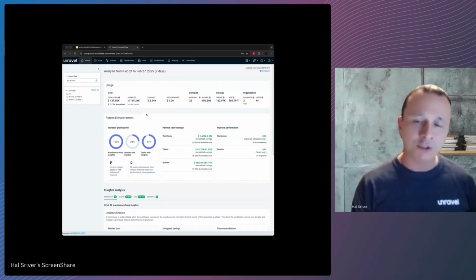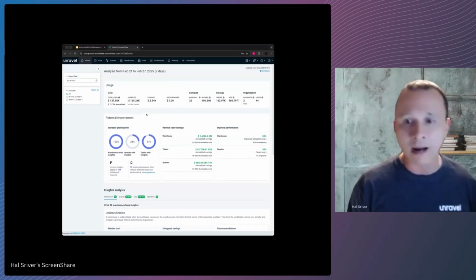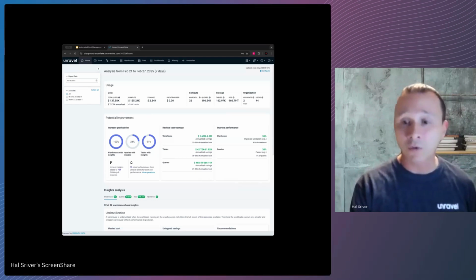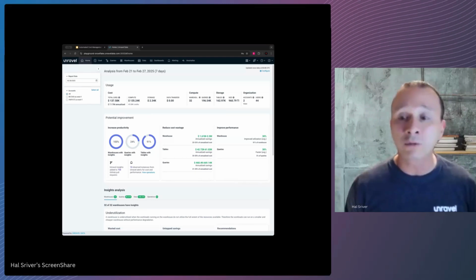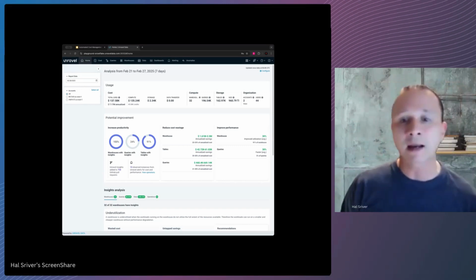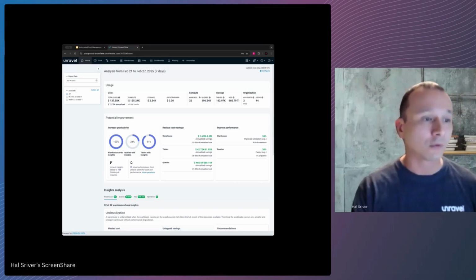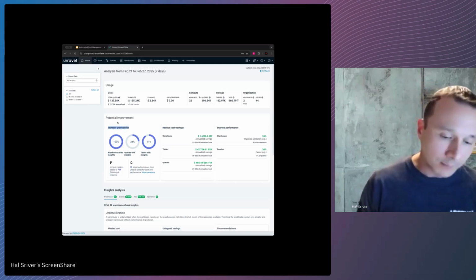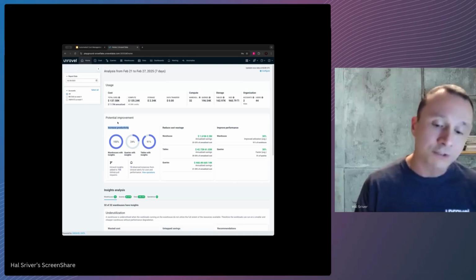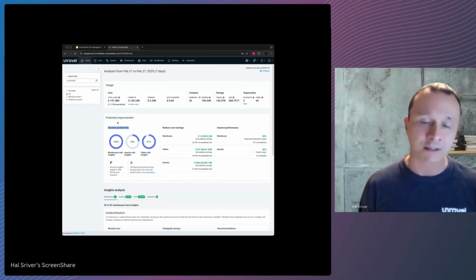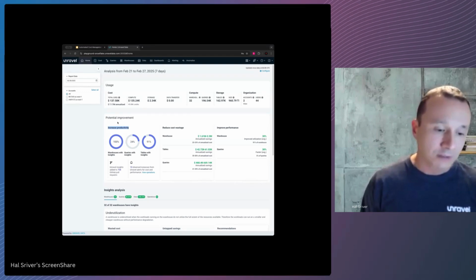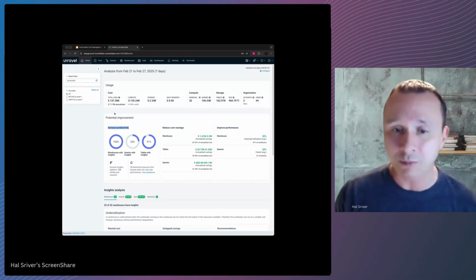But from this perspective, what Unravel provides at its core is what we do really well. And that is we want to provide insights on how you can potentially improve on three main things. How to improve performance, how to reduce cost wastage, and how to increase productivity, right? How to cut back on all of those hours of troubleshooting and root cause analysis, or just identifying inefficiencies in the first place.